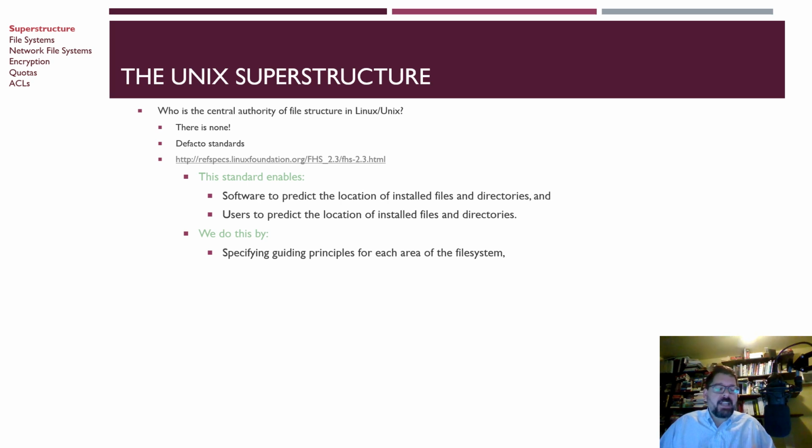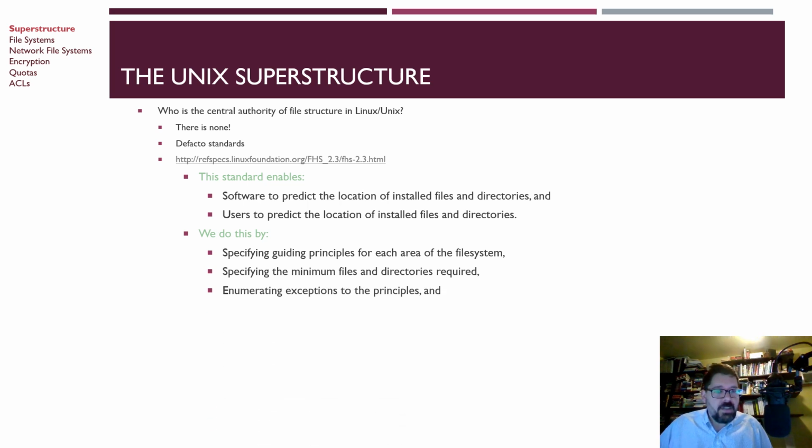We do this by specifying principles for each area of the file system. We describe the minimum files and directories that are required for compliance to this standard, right? And we also enumerate exceptions to the principles that we laid out and specific cases where there might be conflict, right? Where different people put things in different places and how we resolve those conflicts.